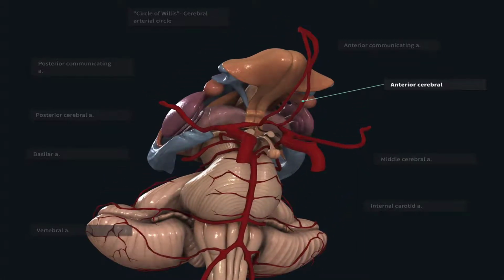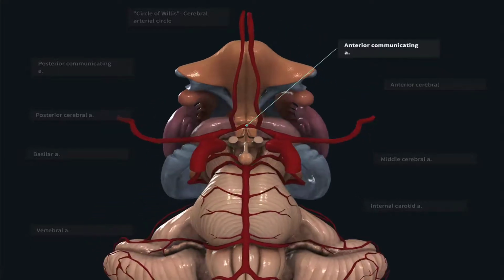The right and left sides are going to be connected by a small vessel known as the anterior communicating artery. And this is really what's going to connect the right and left sides' blood supply anteriorly within our brain.